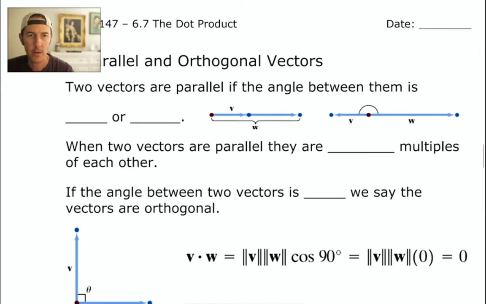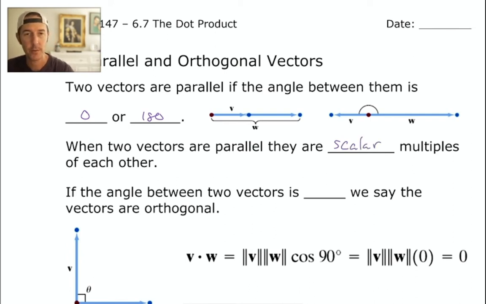So we can tell if two vectors are parallel if the angle between them is 0 or 180, or multiples of 0 or 180. So 180, 360, 540, 270, the negative version of all of those. If two vectors are pointing in the same direction, or if they're pointing in opposite directions, we consider them to be parallel.